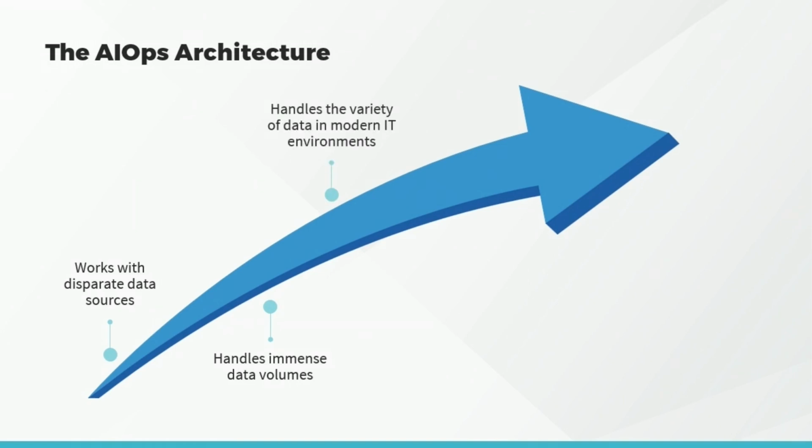And modern IT environments can generate a wide variety of data types, formats, and structures, including structured, semi structured, and unstructured data. AIOps architecture accommodates this diversity and flexibility, ensuring compatibility and interoperability with different data sources and formats. And AIOps architectures aggregate and funnel observational data into a centralized data repository or data lake, where it's stored, indexed, and analyzed using advanced analytics and machine learning algorithms to derive those actionable insights and drive decision making.